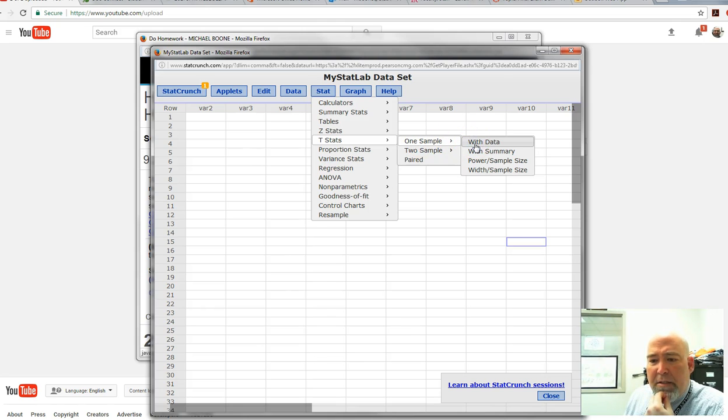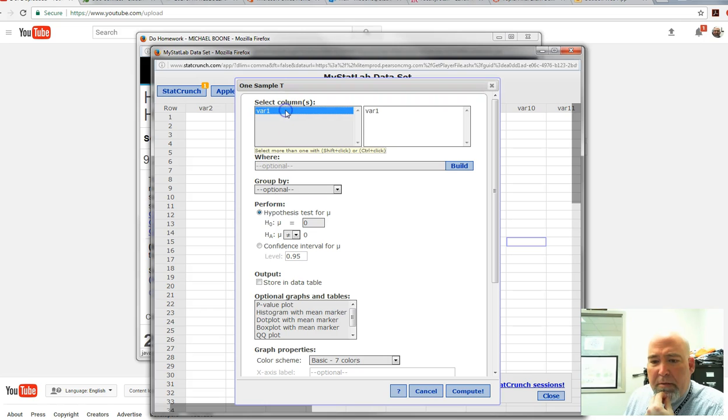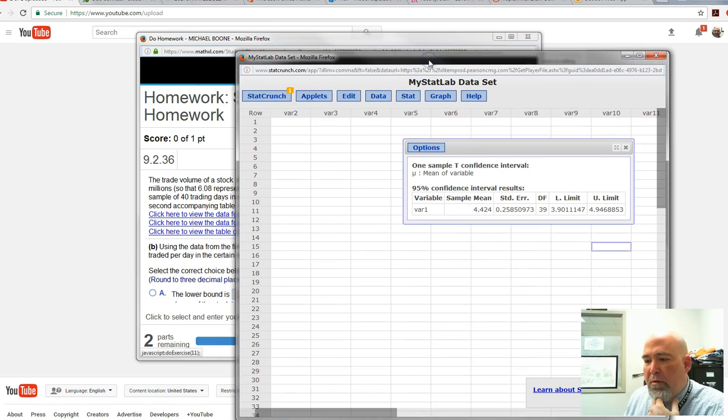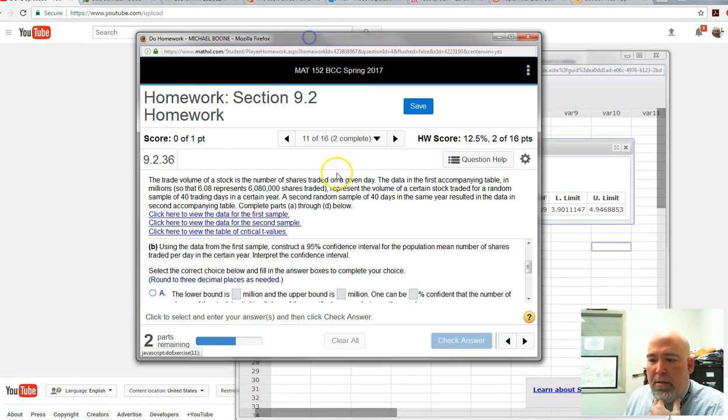My data is in var 1, that's where all our data is. I want to do a confidence interval at 95%, so I don't have to tell it anything. It does the counts. It knows everything. And I get this lower limit and upper limit. Notice it does give me this degrees of freedom, which again I'll talk about in just a second. So I got a 3.901 and a 4.947. I can remember at least one of those. 3.901.